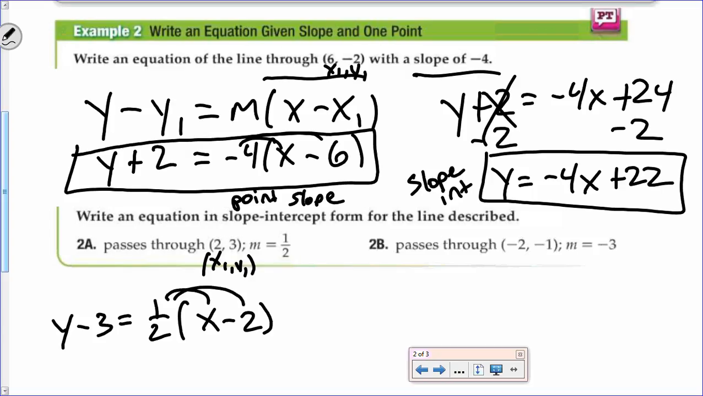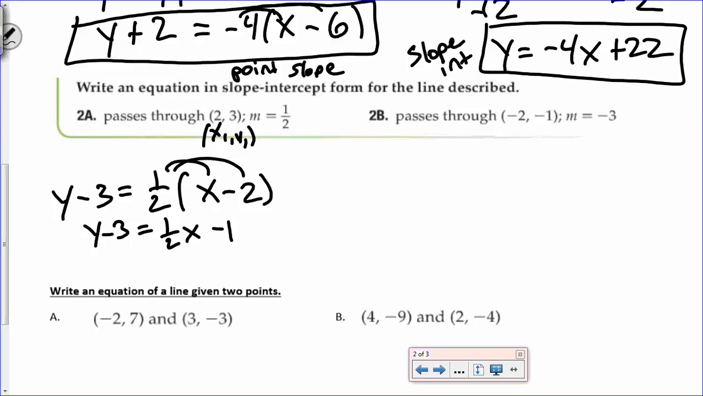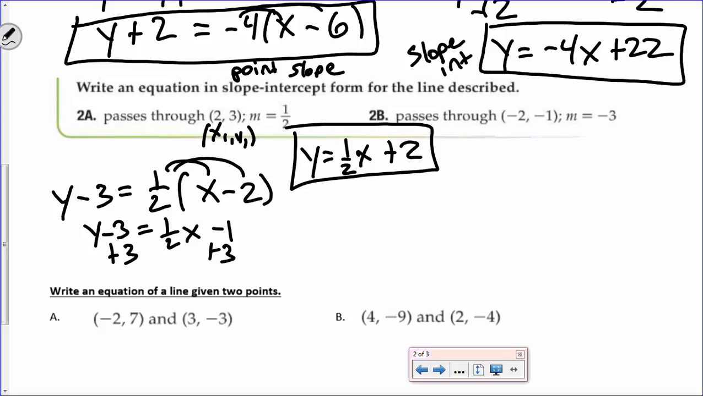Distribute our half. y minus 3 equals 1/2 x minus 1. I'm running out of room. Add 3 to both sides. And we should get y equals 1/2 x, -1 plus 3, which is plus 2. Point slope form and slope intercept form. m is 1/2, b is 2.